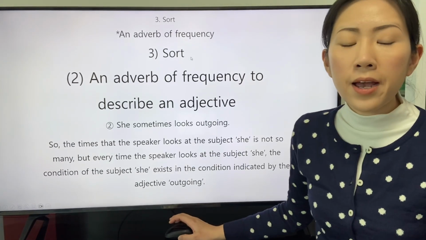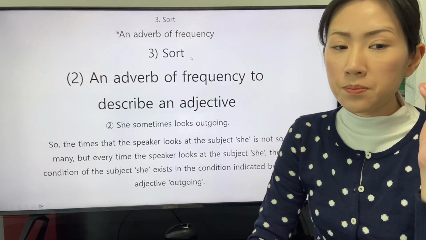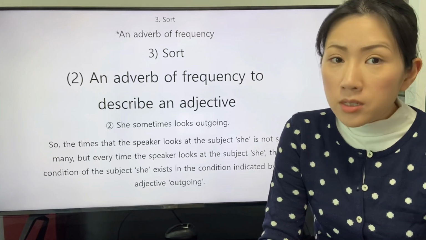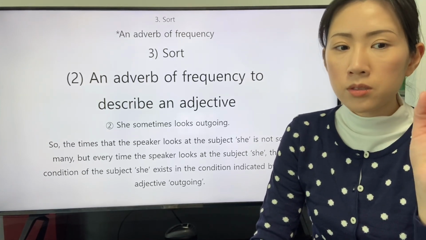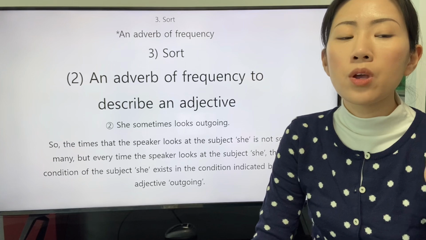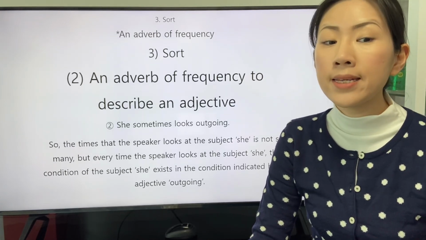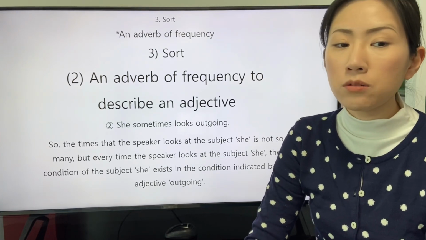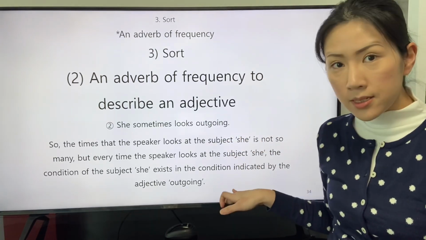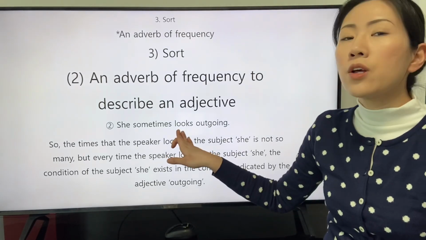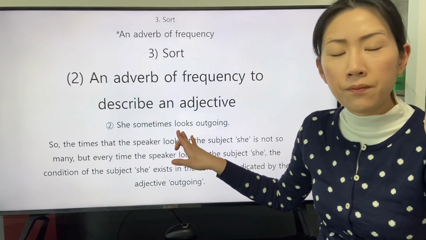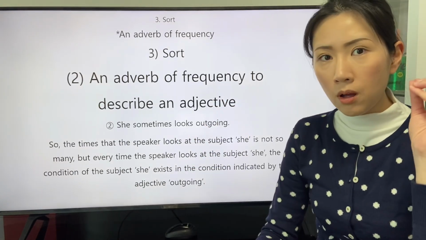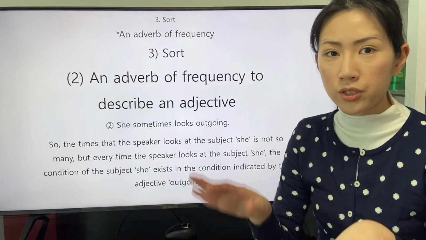So, the times that the speaker looks at the subject she are not so many. But every time the speaker looks at the subject she, the subject she exists in the condition indicated by the adjective outgoing. This explanation means that the intransitive verb looks and the adjective outgoing form a consecutive unit of definitions.